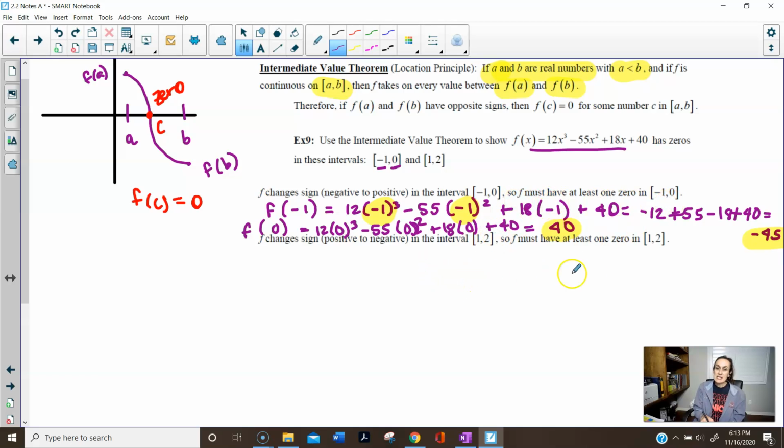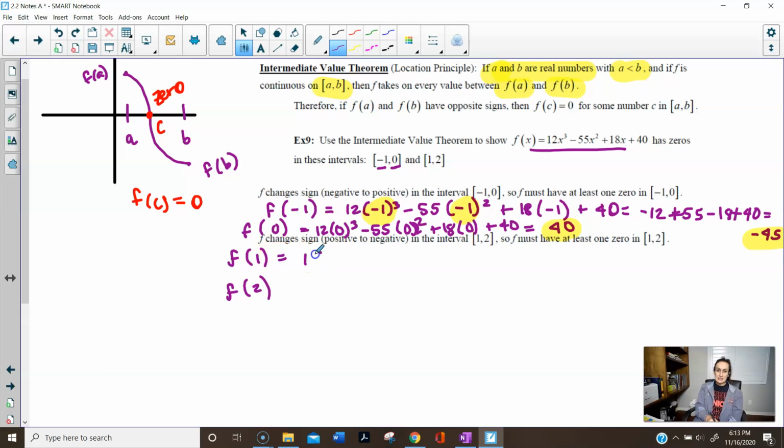Now let's see if there's a zero between 1 and 2. And you could always graph this on your calculator and look at the zero between those two numbers. But this is how you would do it algebraically. So the first thing you would do is find f of 1, and then you would find f of 2, and then you're going to see if you get a sign change. So you can stop the video and try that.